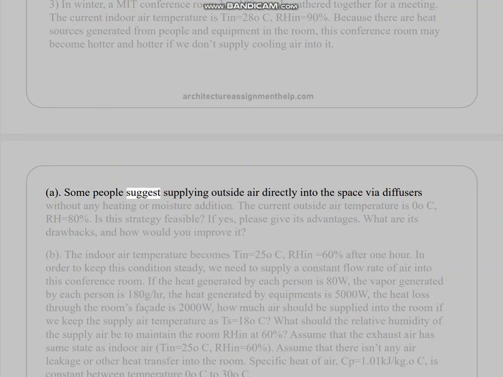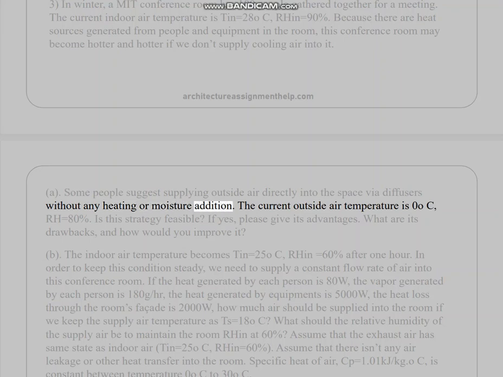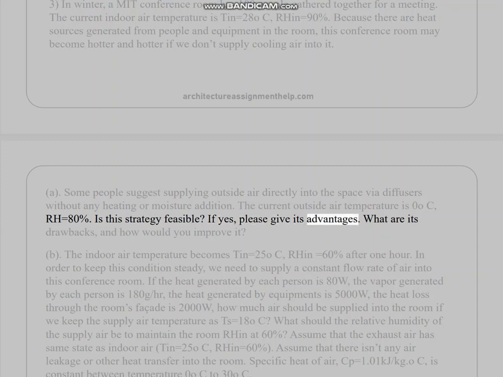A. Some people suggest supplying outside air directly into the space via diffusers without any heating or moisture addition. The current outside air temperature is 0 C, RH equals 80%. Is this strategy feasible? If yes, please give its advantages. What are its drawbacks, and how would you improve it?